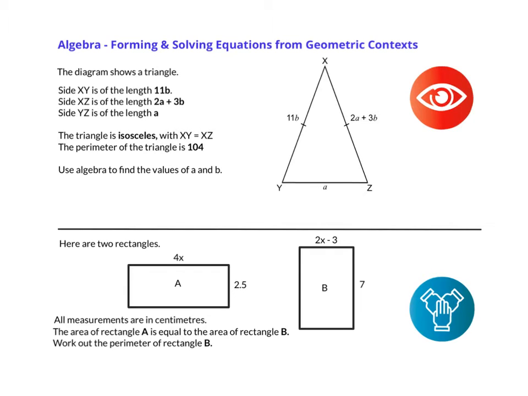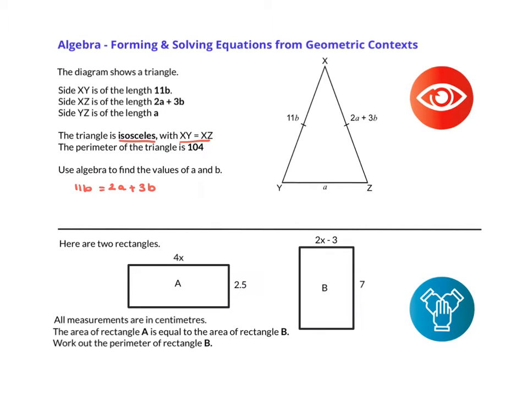Okay, in order to answer this question, I'm going to have to create two equations so that I can solve them simultaneously. The first equation is going to come from the fact that the triangle is isosceles, and that two lengths are the same, namely XY and XZ. I'm going to equate those two pieces of algebra to each other, which is 11b equals 2a plus 3b.